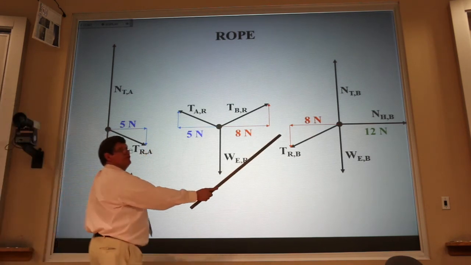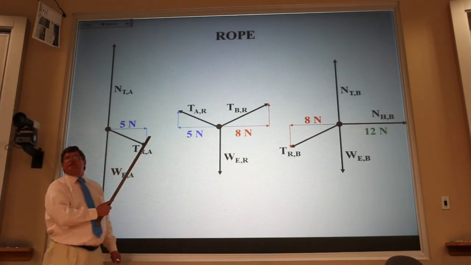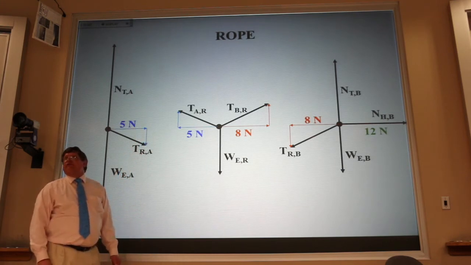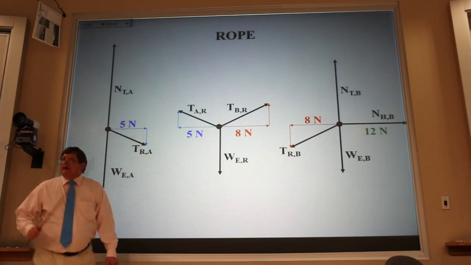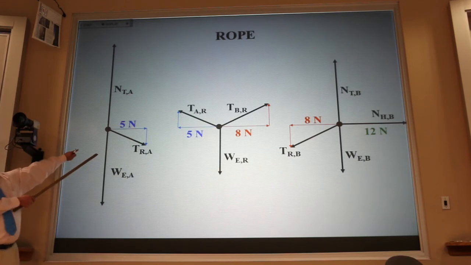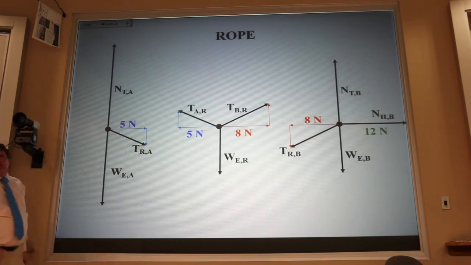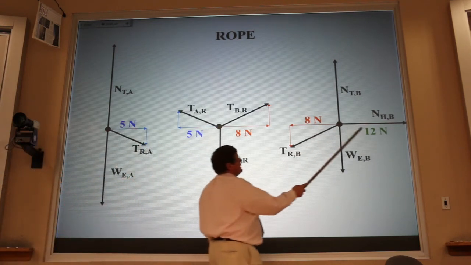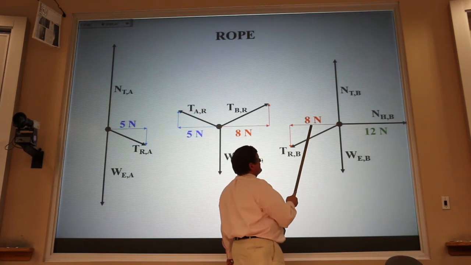I've got 8 newtons to the right. I've got 5 newtons to the left. That's a net of 3 to the right. That immediately tells me that the rope has less mass than A. Because they've got the same acceleration, but that one's got a smaller net force. Now the net force on B is 12 to the right, 8 to the left.